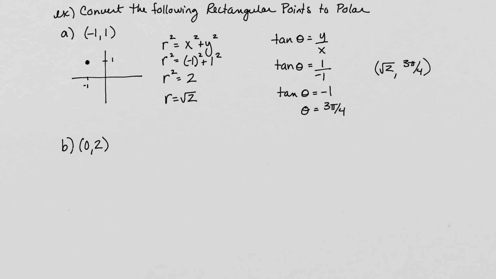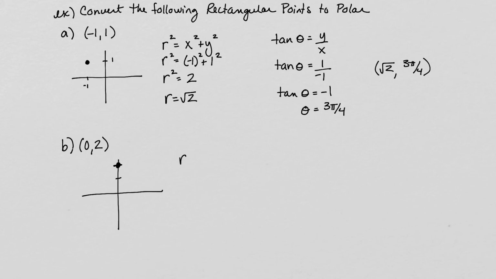So again, I think it's helpful to draw the point. So 0 comma 2, right, would be up here. I look at this and I can just write down what the point is, right? I'm like, oh, the radius is 2. That's very clear here in this problem. And I can say, oh, the angle is pi over 2. So to me, that's very clear to write here.